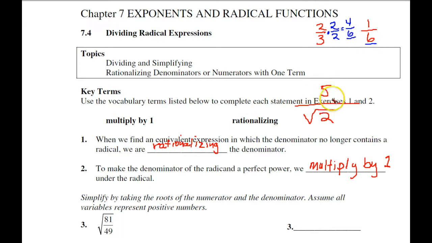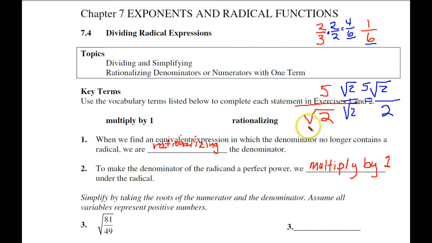So we're going to use this technique in section 4. We're going to multiply this fraction by 1, but the 1 is going to be in the form of the square root of 2 over the square root of 2. When we look at the square root of 2 times the square root of 2, that's the square root of 4, which is 2. And we get for the top 5 times the square root of 2.